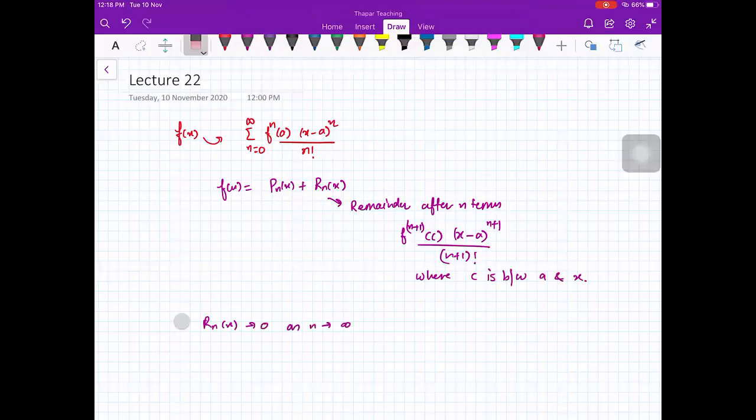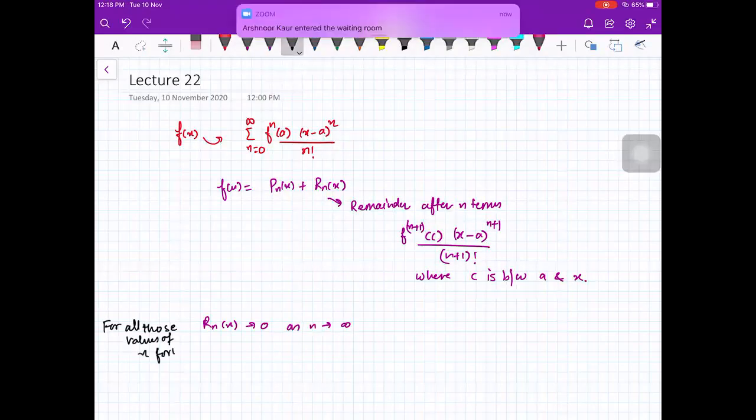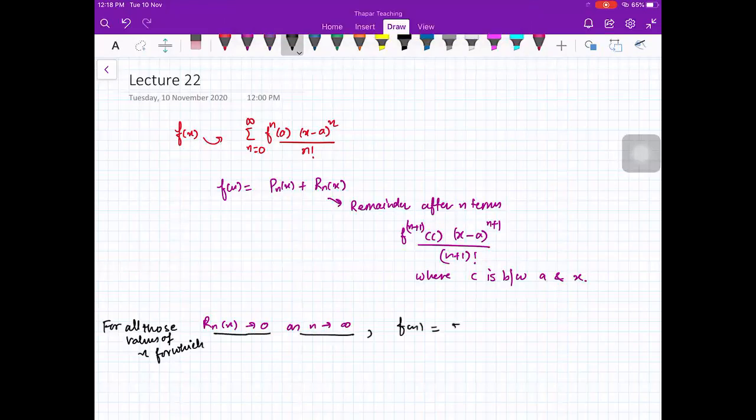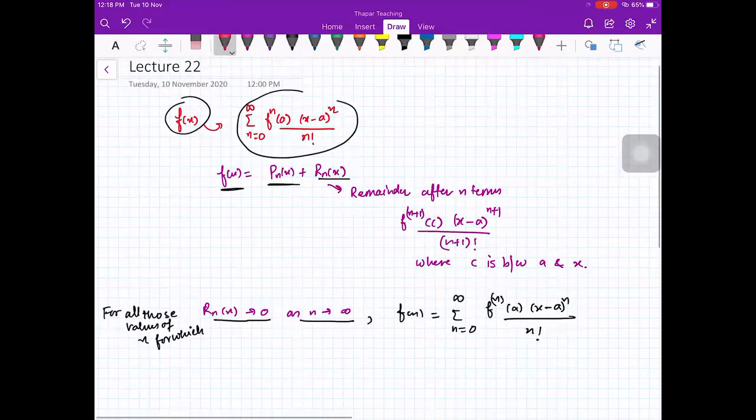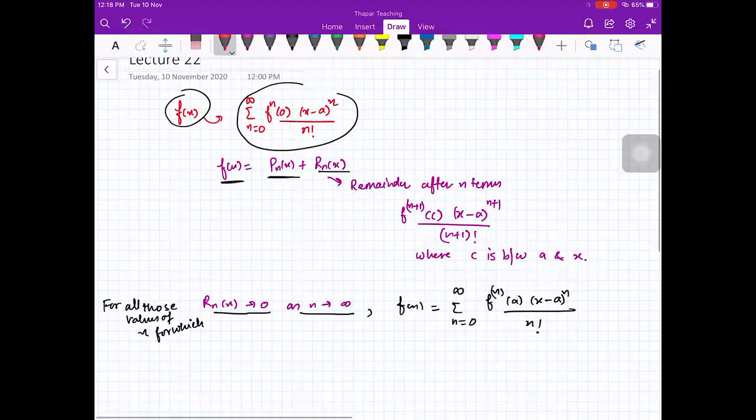Fine. And also if Rn x goes to 0 as n goes to infinity. So write like this: for all those values of x for which Rn x goes to 0 as n goes to infinity, f of x is equal to the sum of the power series. Is that okay? You cannot write this equals to this, but you can write f of x is equal to Pn x plus Rn x. And if Rn x goes to 0 as n goes to infinity, then you can put an equality sign. This is what we have done till now, right? This is called Taylor's formula. This is just the summary.